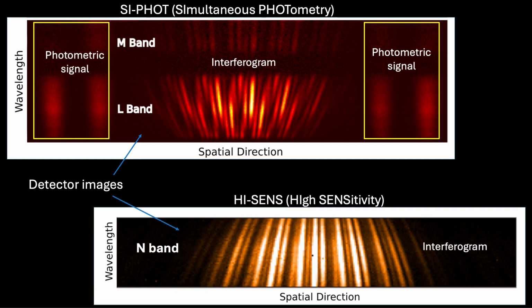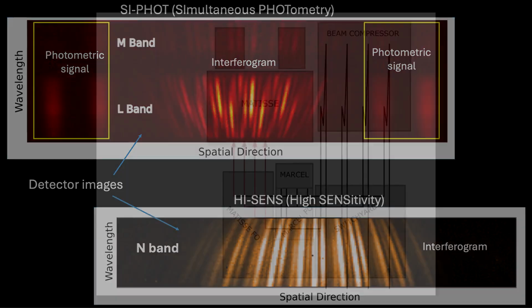Therefore, while L and M photometry is simultaneous, the N band requires mandatory subsequent photometry exposures. These are performed using telescope chopping, which allows to measure the stellar flux and subtract the thermal background, a step which is crucial for computing visibilities in the N band and properly calibrating M band data.